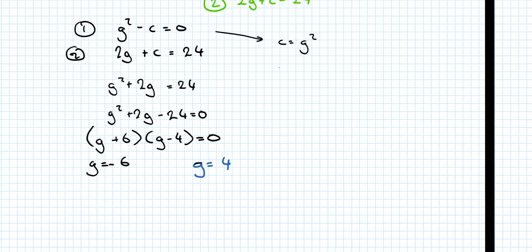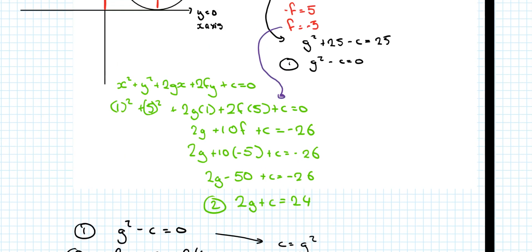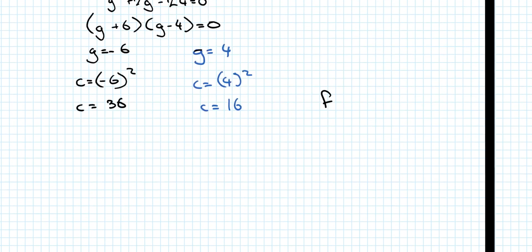C is equal to g squared. So c is equal to minus 6 squared. C is equal to 36. C is equal to 4 squared. C is equal to 16. And we knew f already. F was minus 5.